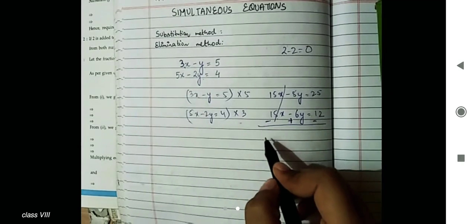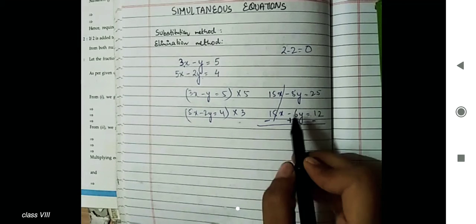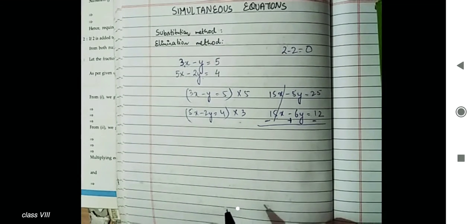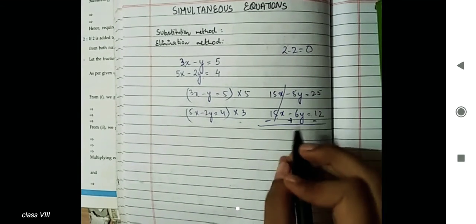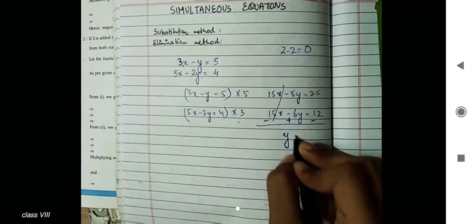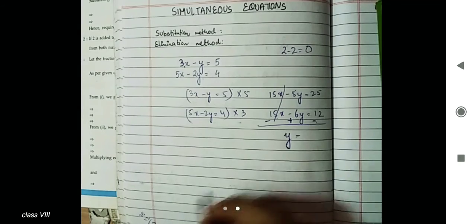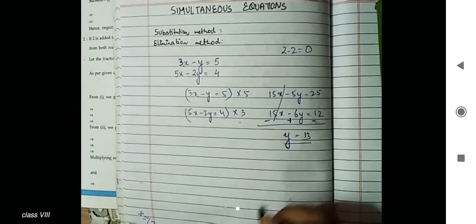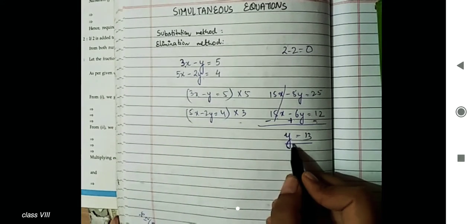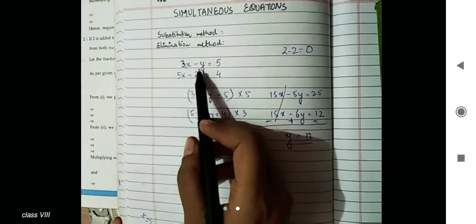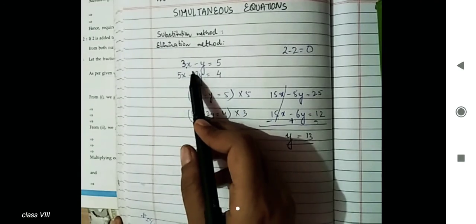Now variable x will not participate in solving the equation. Plus 6 minus 5 will give you only 1, that is y. 25 minus 12 gives you 13. So y is equal to 13. See how easily you got this y. I think the elimination method is easier than the substitution method. Now y is equal to 13, so just put the value of y in any of the equations to find x. I'm putting it in the first equation.